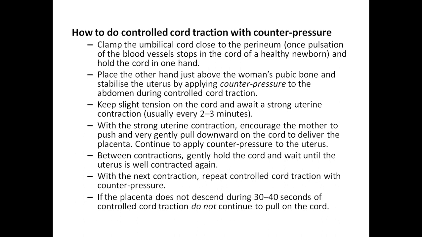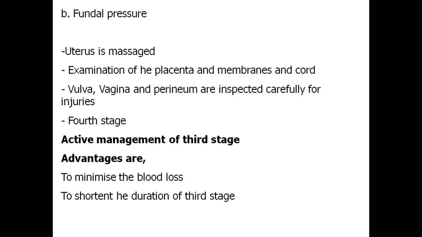Continue to apply counter pressure to the uterus. Between contractions, gently hold the cord and wait until the uterus is well contracted again. With the next contraction, repeat controlled cord traction with counter pressure. If the placenta does not descend during 30 to 40 seconds of controlled cord traction, do not continue to pull the cord. Fundal pressure. The uterus is massaged. Examine the placenta and membranes and the cord, while the vulva, vagina and perineum are inspected carefully for injuries.